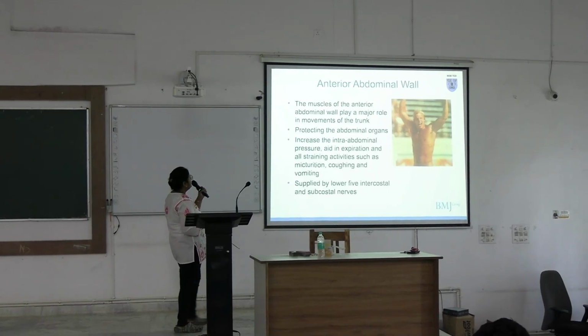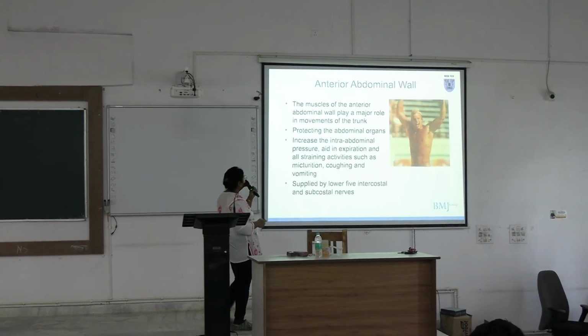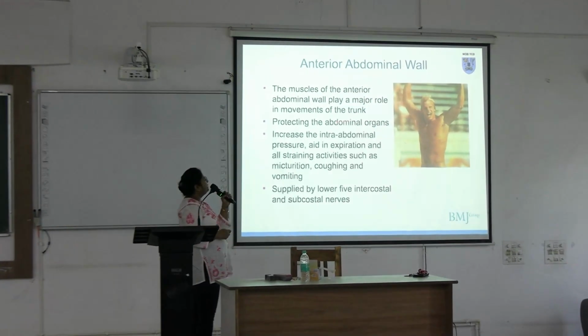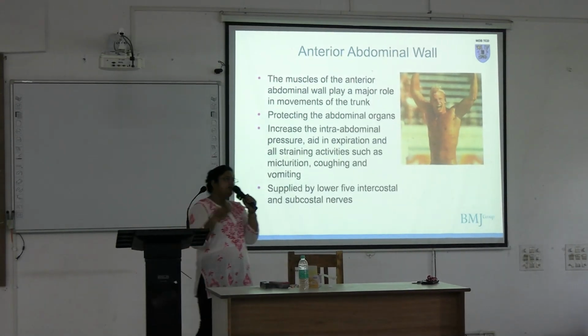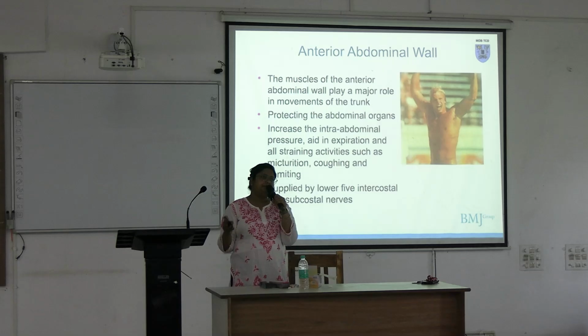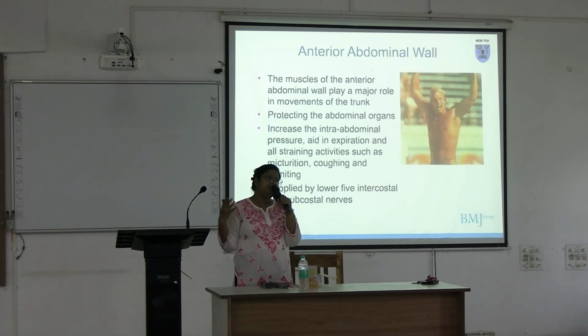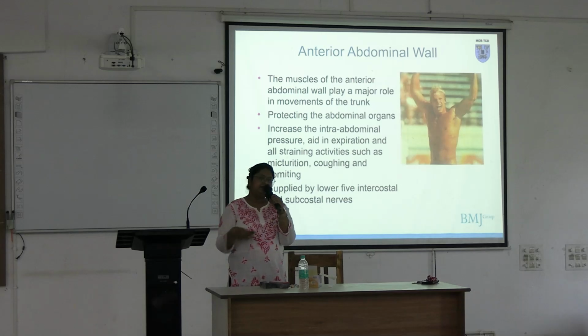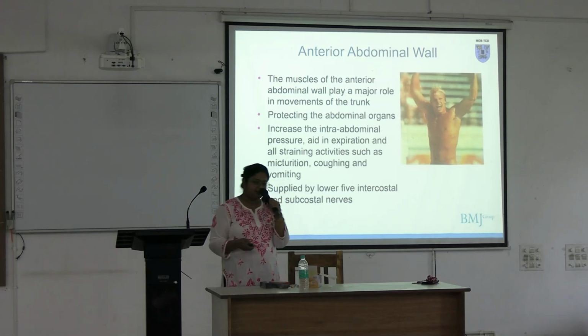So the muscles of the anterior abdominal wall play a major role in movement of the trunk. They are mainly three oblique muscles and the transversus abdominis: external oblique, internal oblique, transversus abdominis. These are the three main anterior abdominal muscles.